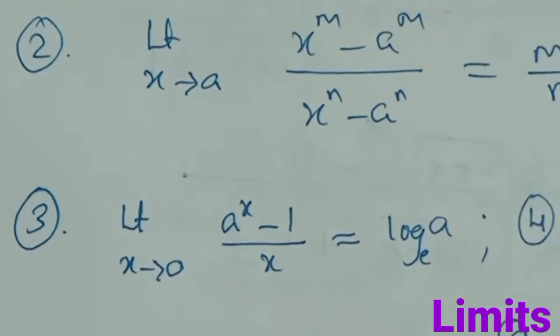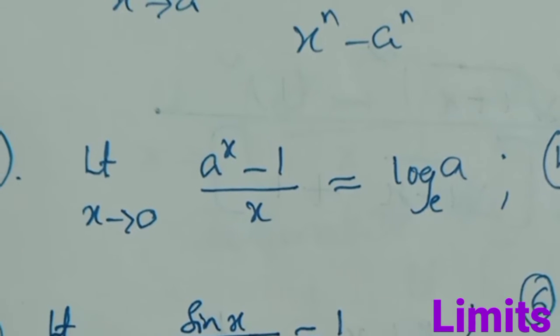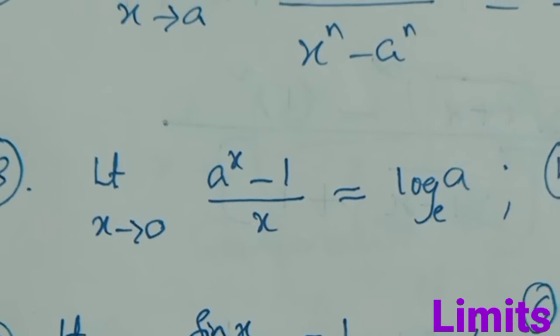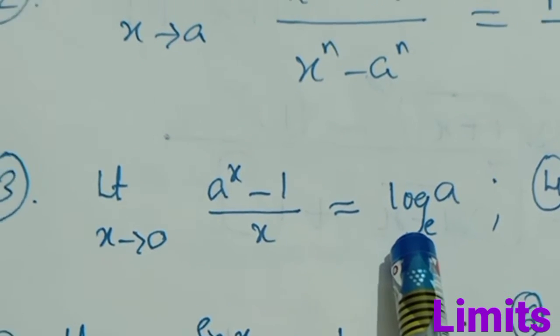Now third one, limit x tends to 0, a power of x minus 1 by x, it is equal to log a to the base e.